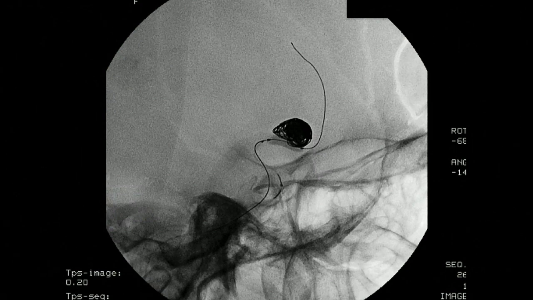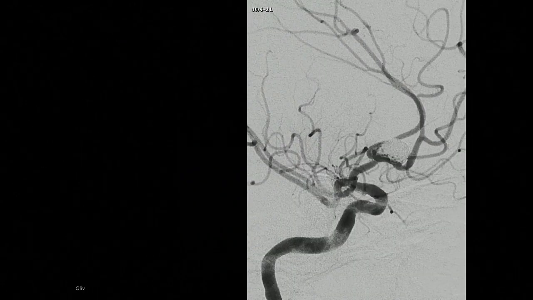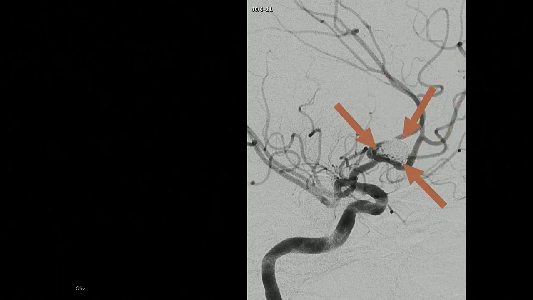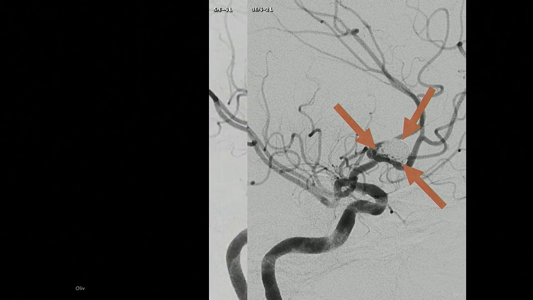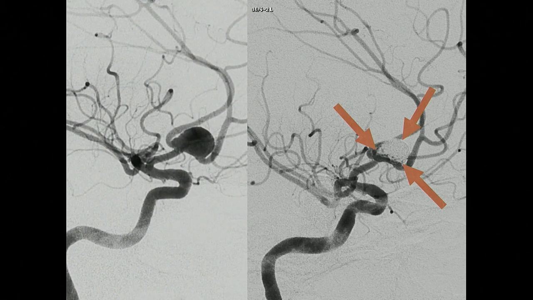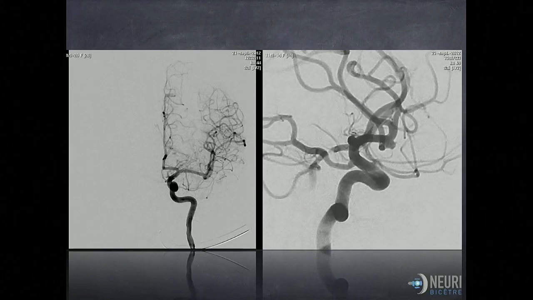And even if you have no neck, it's possible to obtain a reconstruction of the bifurcation. So this is used mostly in emergency. Nowadays, for non-ruptured aneurysm, we would proceed in a different way, just because this kind of aneurysm is prone to a recurrence. So we mostly use remodeling technique for ruptured aneurysm.